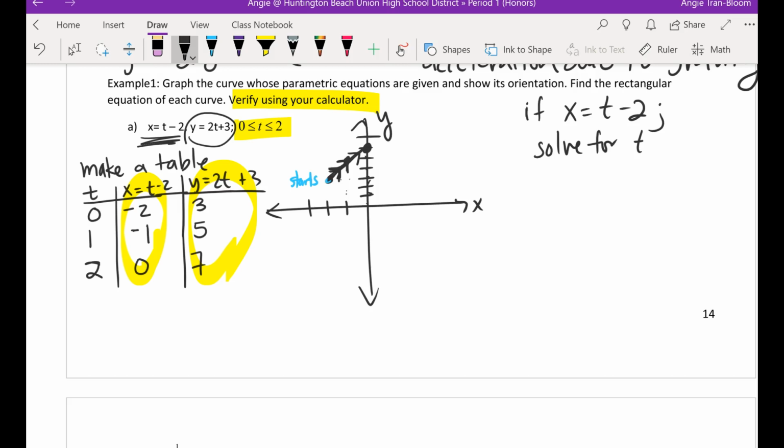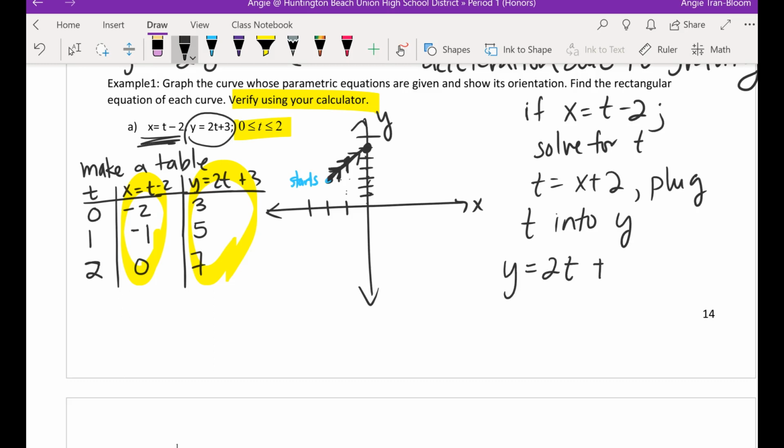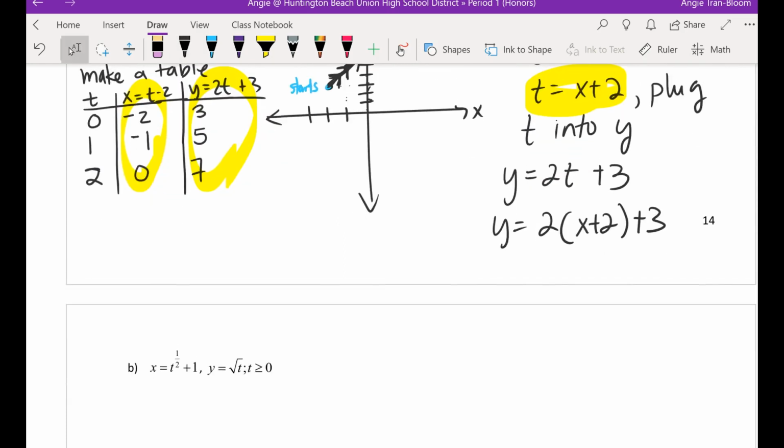So if I solve for t, t equals x plus 2. Now plug this into y equals. Plug t into y. Your y is 2 times t plus 3, so y equals 2 times, and we just solved for t from x, so x plus 2, plus 3. Simplify that out: y equals 2x plus 4 plus 3. So y equals 2x plus 7.